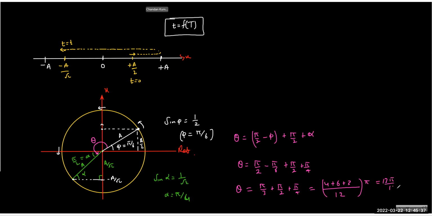That's good. Now, how to get the time answer in terms of time period? We know that in circular motion, theta equals omega t. So 13 pi by 12 equals omega t, and how do we write omega? 2 pi by capital T, because I want the answer in terms of time period. Once you write like this, your job is done. So t equals 13 T by 24. This is the answer. Easy.